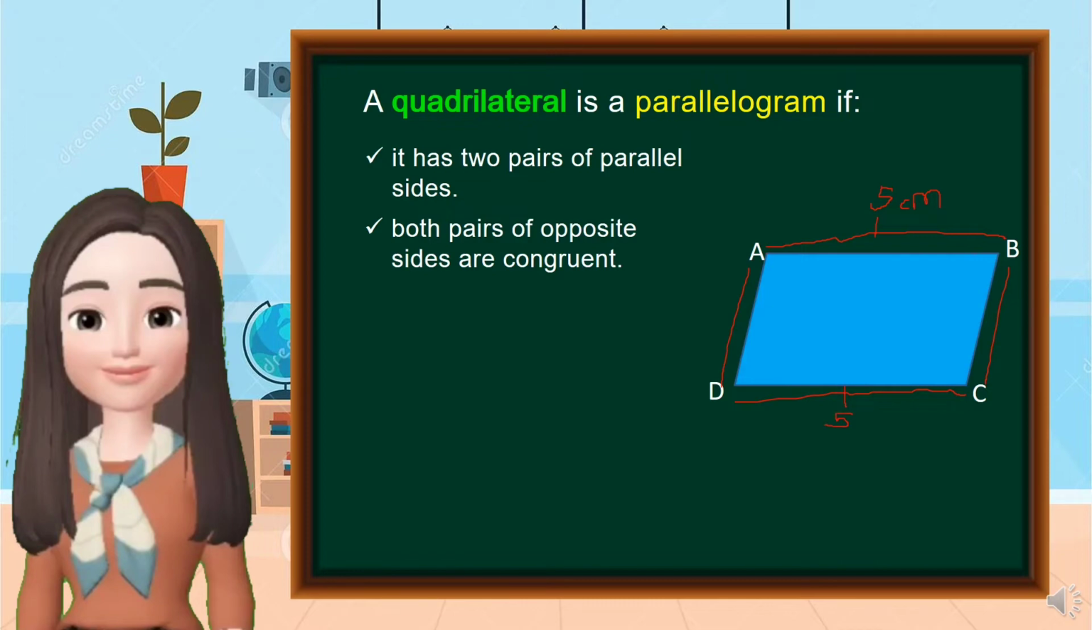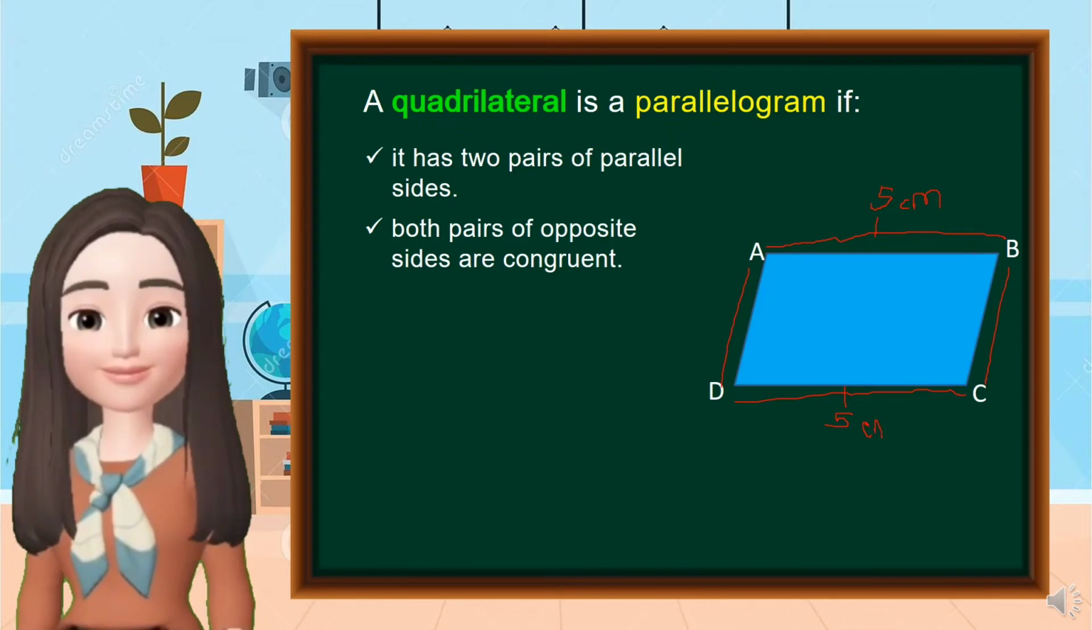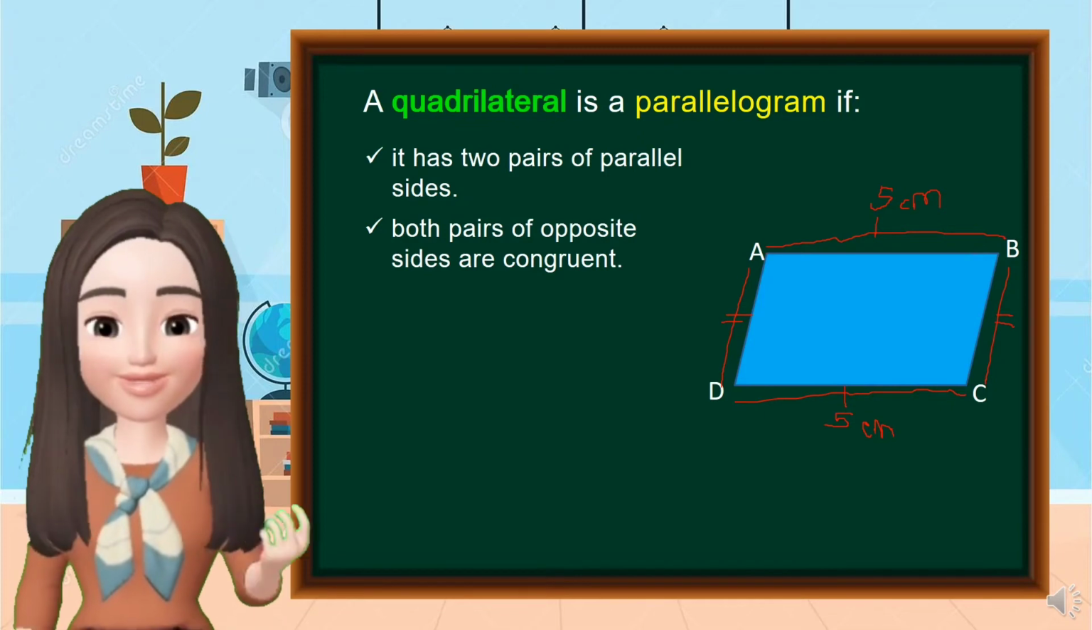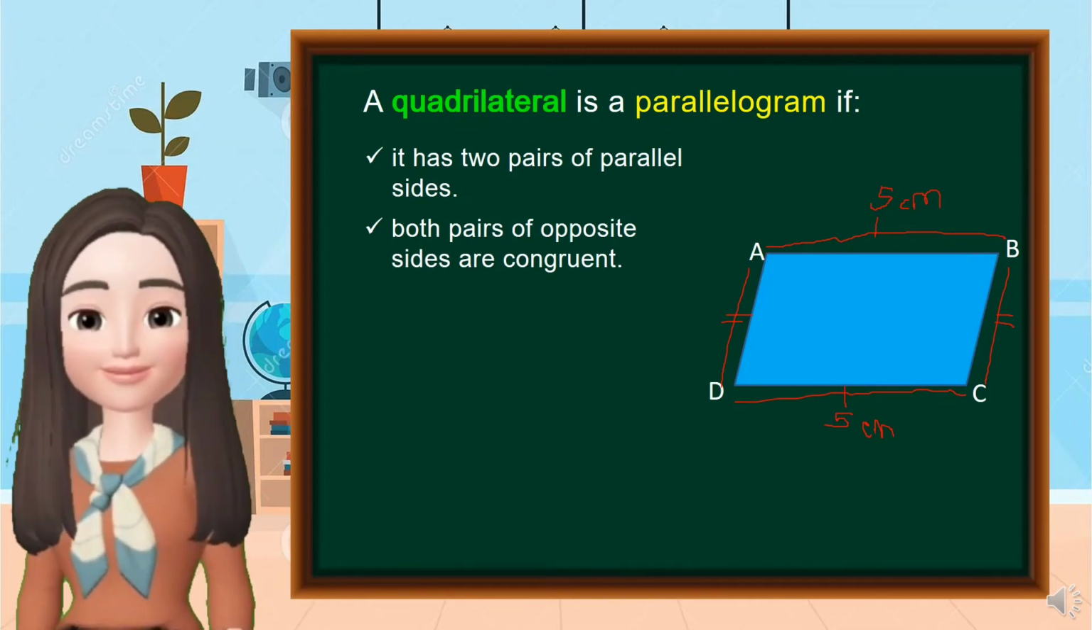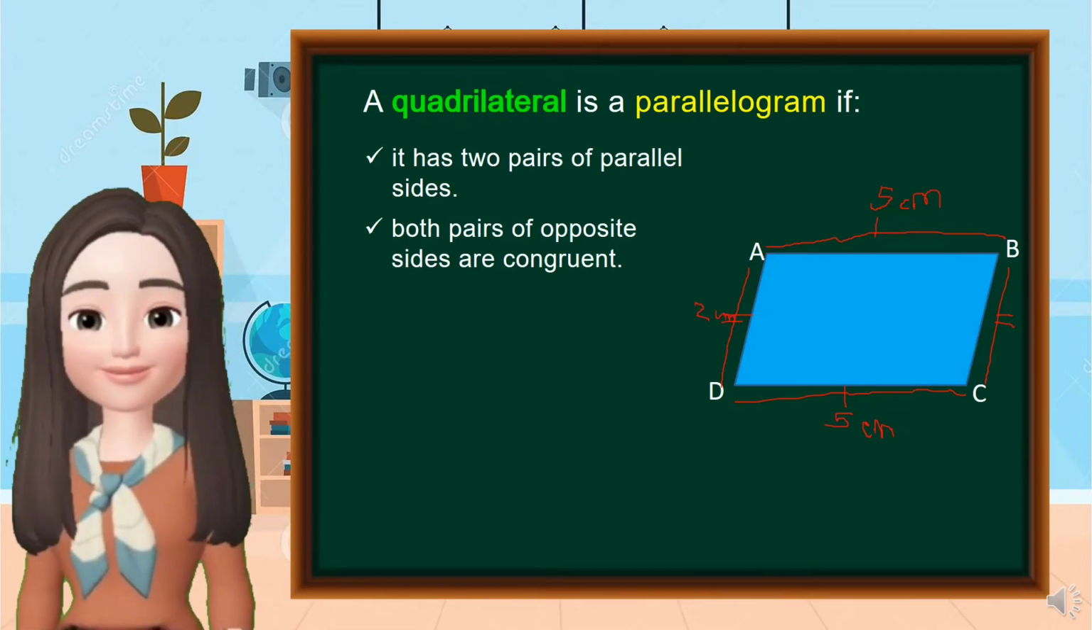Okay? And another one is that if our side AD, ito pa yung ating opposite sides. Okay? Side AD and side BC. Kailangan, these opposite sides should also be congruent. If this is 2 cm, so therefore, ang measure po ng ating side BC is also 2 cm. Alright?